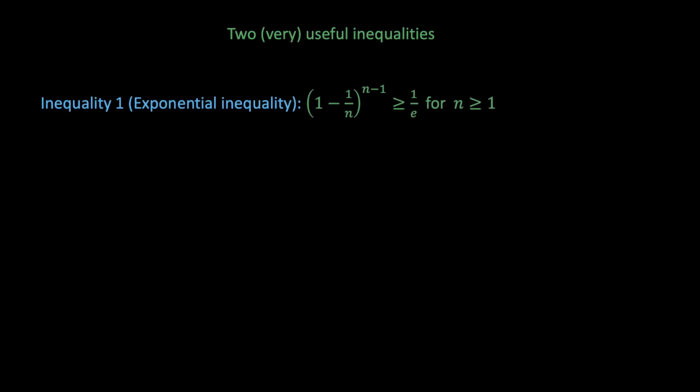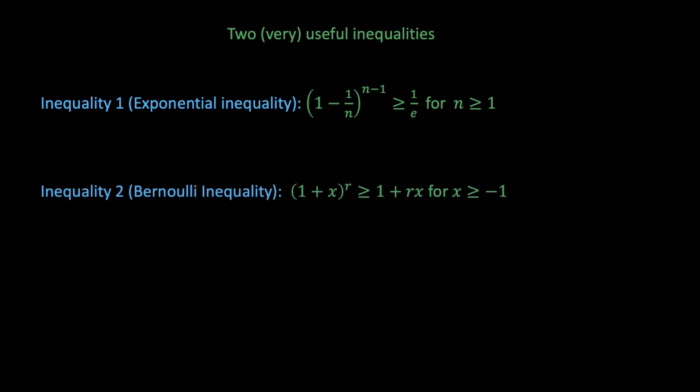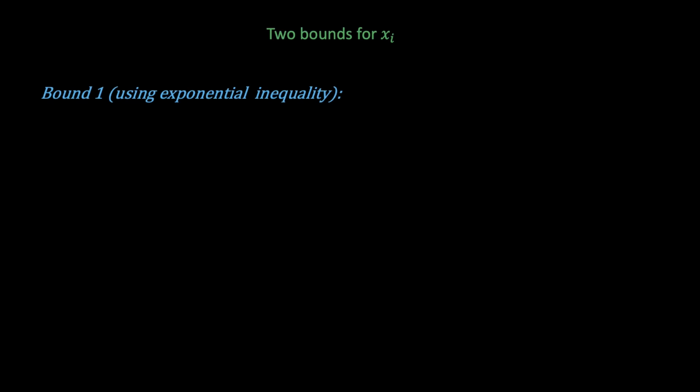In the analysis of this recurrence, we will need two very useful inequalities. The first is a very popular inequality called the exponential inequality, which just states that (1 - 1/n)^(n-1) is at least 1/e for n greater than or equal to 1. The second inequality is called Bernoulli's inequality, and states that (1 + x)^r is at least 1 + xr for x at least negative 1. Using these two inequalities, we will get two different bounds for x_i.